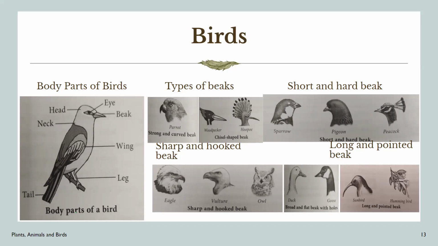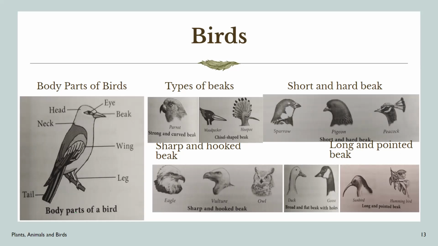Next topic is broad and flat beak with holes. See, duck and goose have a broad and flat beak, and also they have holes on either side of their beak. Now these birds live in the muddy water with insects, worms, and water plants around them. Now the mud and water flow out through the tiny holes they have on their beak, and they also leave the plants and insects inside the beak.